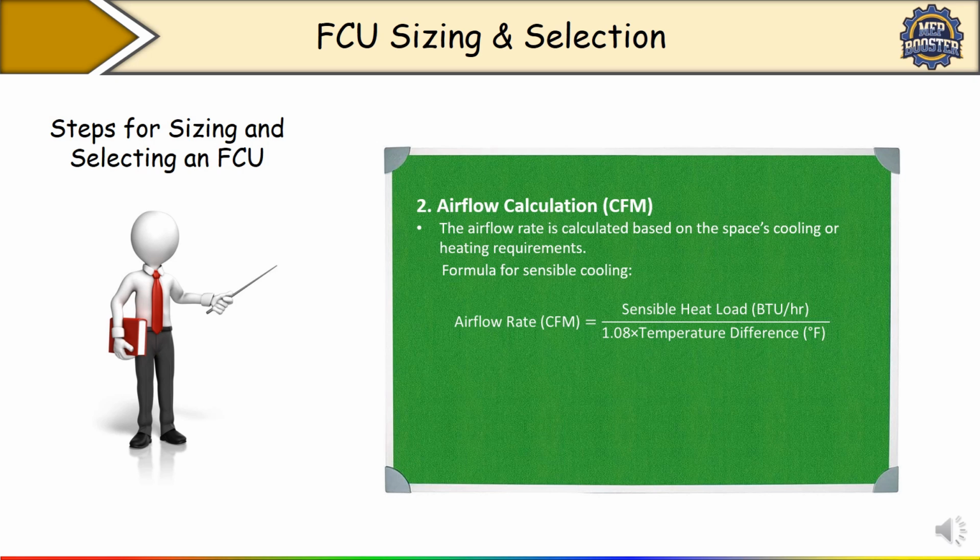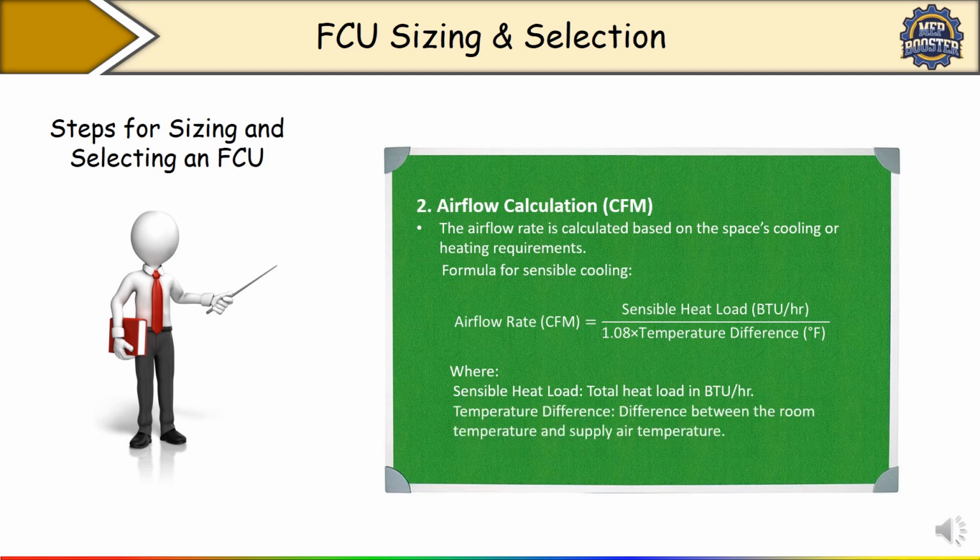The reason only sensible heat is considered in the formula for airflow is that the formula is focused on determining the airflow required to change the temperature of the space, which is directly impacted by sensible heat. Latent heat, which deals with humidity, is considered separately in the HVAC design when addressing moisture control, and it's not part of the airflow calculation for temperature change. That's why here we have taken sensible heat gain. The sensible heat load means the total load in BTU per hour. Temperature difference is the difference between the room temperature and supply air temperature.